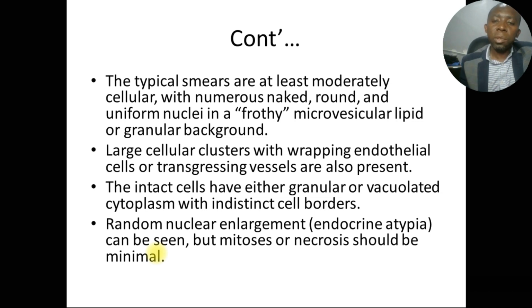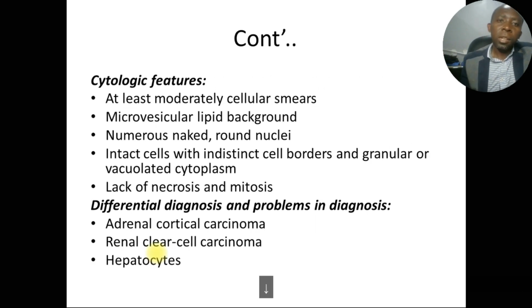So we don't expect to see a lot of necrosis and a lot of mitotic reactions in this case, but we are not again saying that they are completely excluded. There could be some. So when we look at the cytologic features which can actually help us to diagnose the tumor, when we look at the slide, we at least expect to see moderately cellular smears, and then there is a microvascular lipid background.